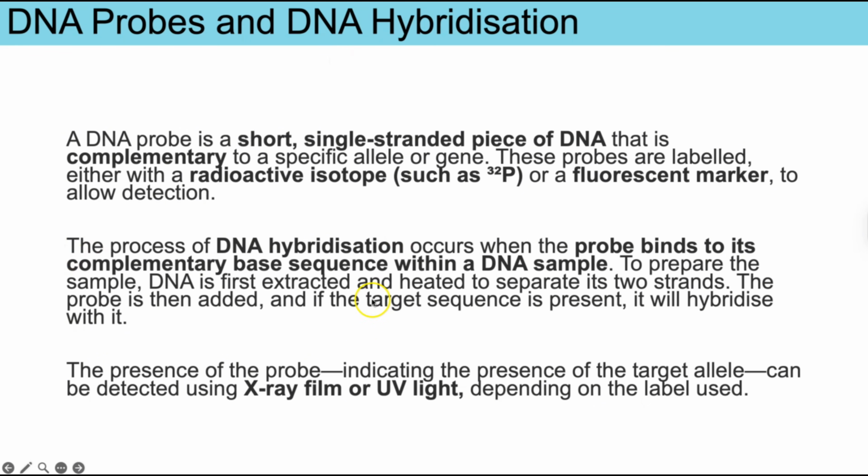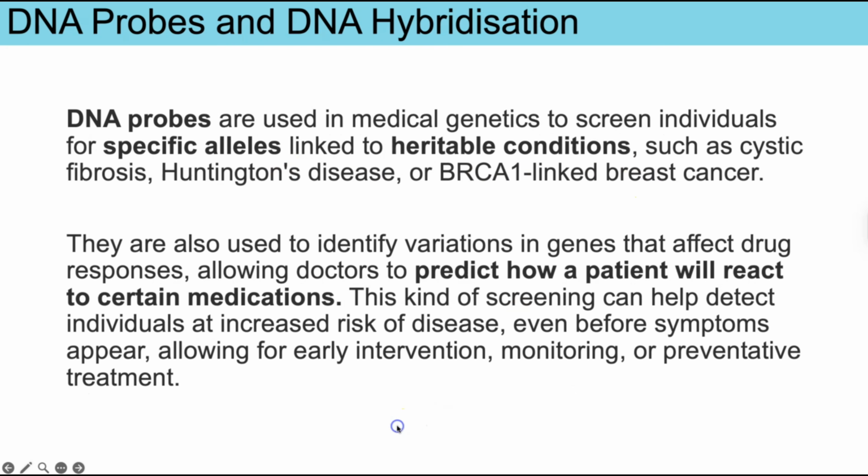The process of DNA hybridization occurs when a DNA probe is going to bind to a complementary sequence of bases on a DNA sample. And to prepare the sample, the DNA is first extracted and heated so that it is separate strands. Then the probe is added so that it can bind and hybridize. And the point of doing this is you can then use the presence of that probe on a sequence of DNA to identify a target allele. And that's because if you've labelled it with a radioactive isotope, when you use X-ray film, it will be visualized, or if it's a fluorescent marker, it will visualize in UV light.